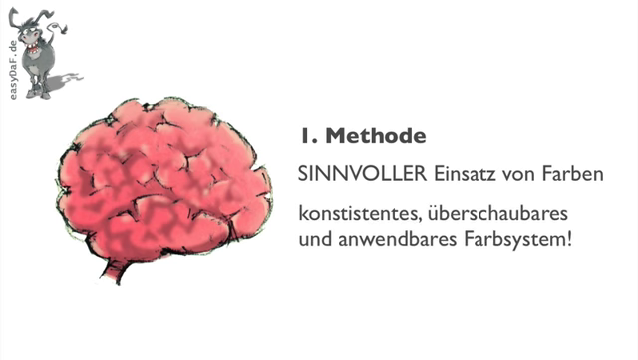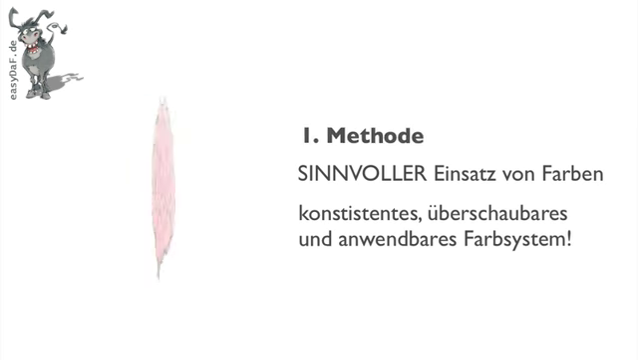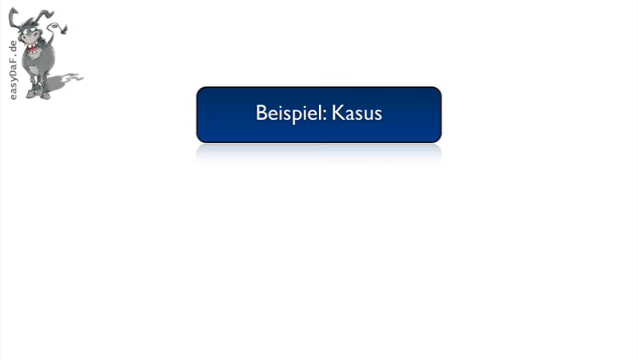So that means you need a consistent, well, I read it in German first. Sie brauchen ein konsistentes, überschaubares und anwendbares Farbsystem, which means a consistent, a clear and an applicable system of colors. And here we go. Let's start with the first example, the case. As you know, we use 4 cases in German.